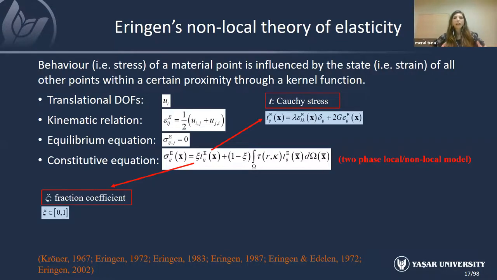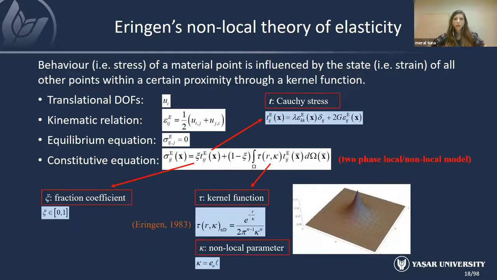Here, we use the integral form of the constitutive equation. To be more specific, we use the two-phase local non-local model. So, as the name suggests, this model consists of a local part and a non-local part, and the weight in between is arranged through a fraction coefficient, as you can see here. And this fraction coefficient takes values between 0 and 1. Here, the kernel function is responsible for covering the long-range effects. It is an attenuation type function.